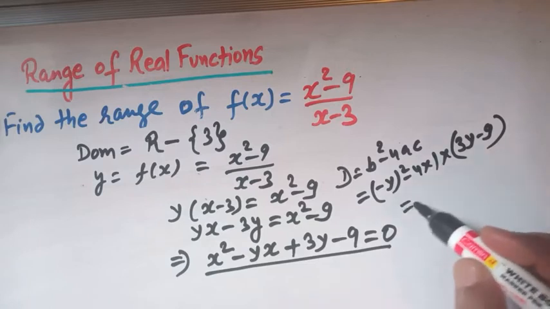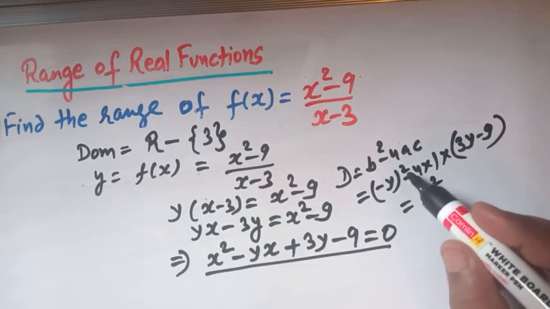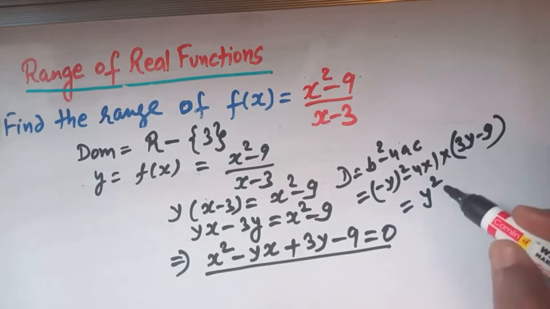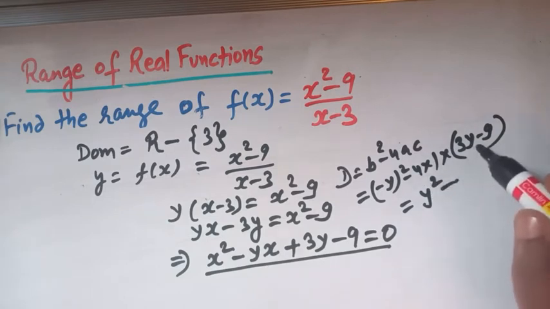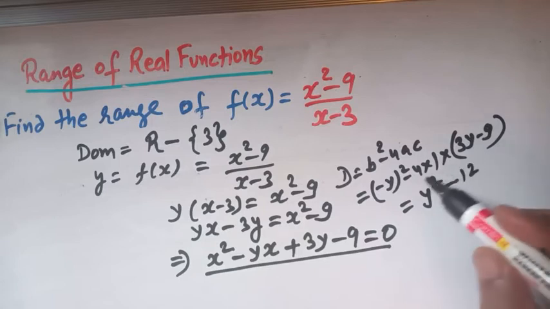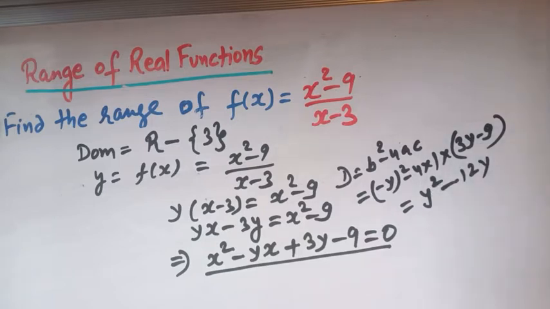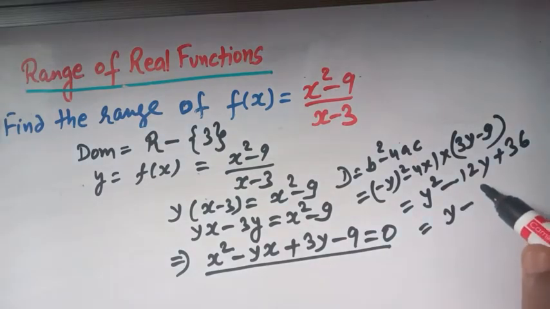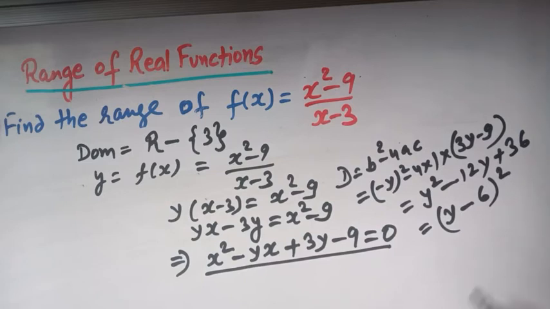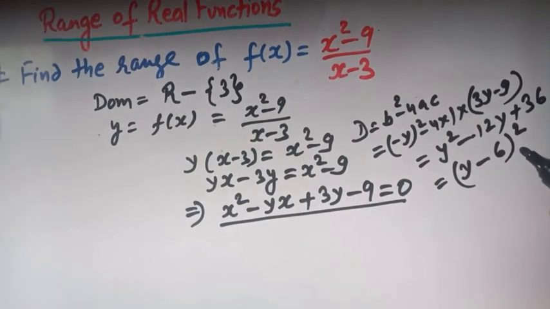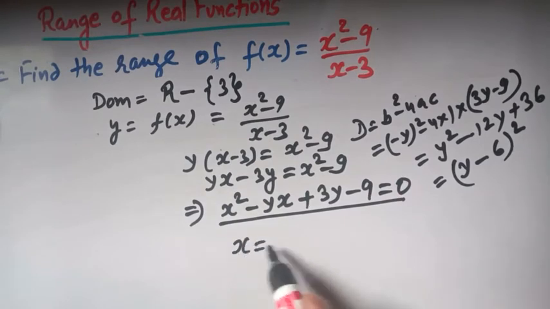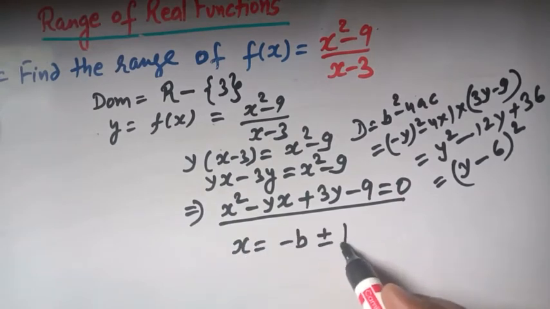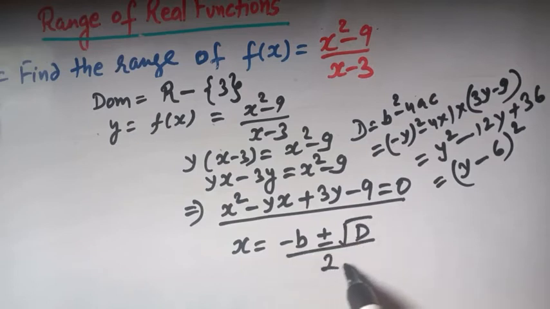Clear? So here we have y square, minus 4 times 3y, that is minus 12y, and plus 36. Clear? Now this can be written as (y minus 6) whole square. Clear? Now our quadratic formula is x is equal to (minus b plus minus square root of D) over 2a.